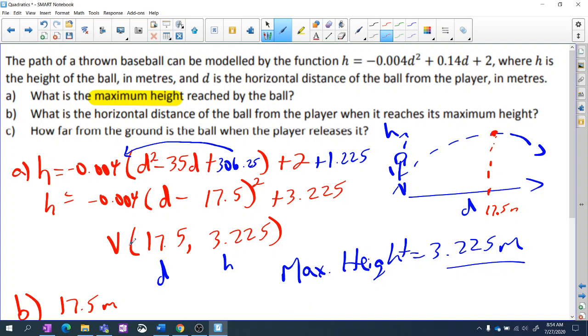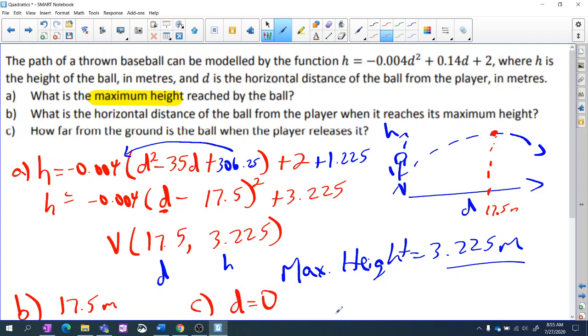And then finally part C, how far from the ground is the ball when the player releases it? So this goes back to like that first example. It's basically saying in the beginning. In the beginning means, if you recall, normally we say make time 0. Well, this one isn't time, it's this number. So make this number 0. It's basically saying find the y-intercept.